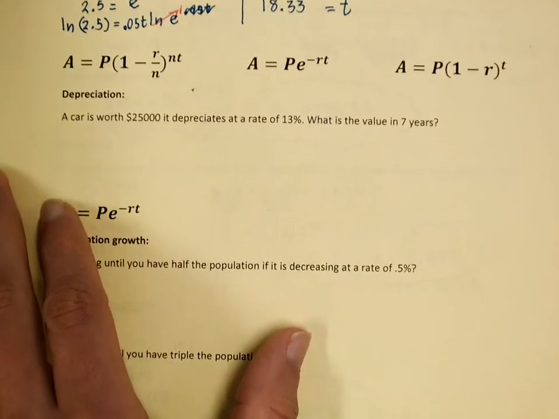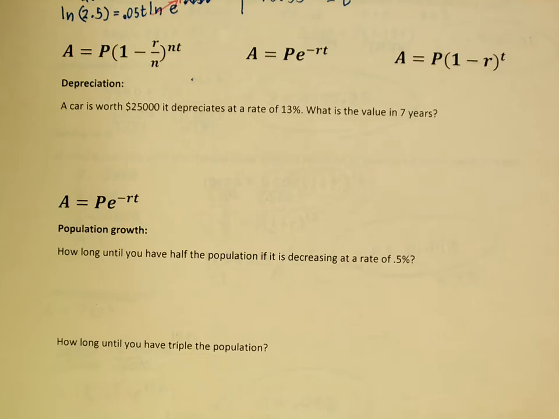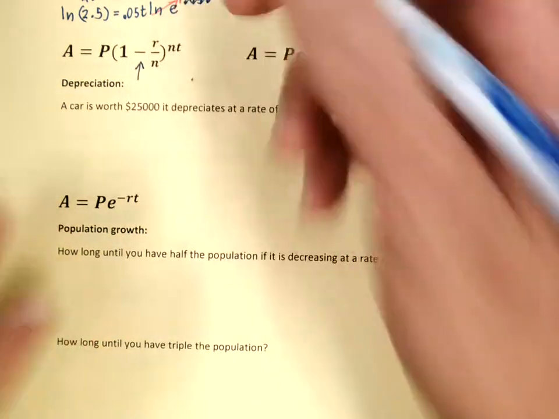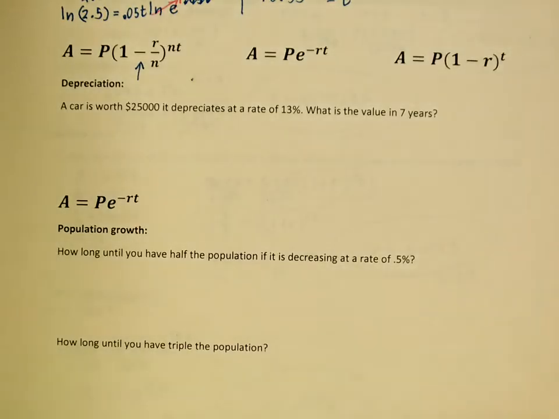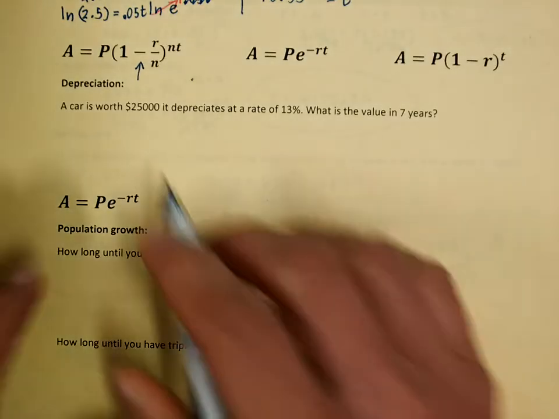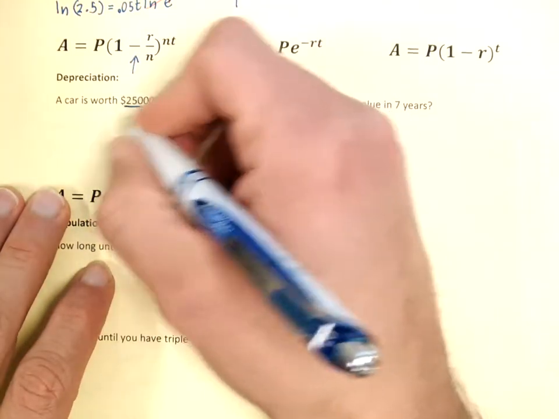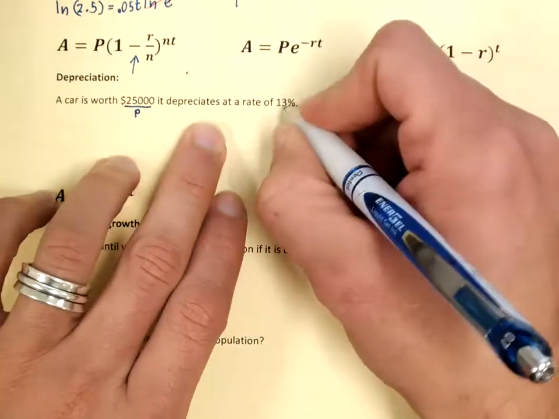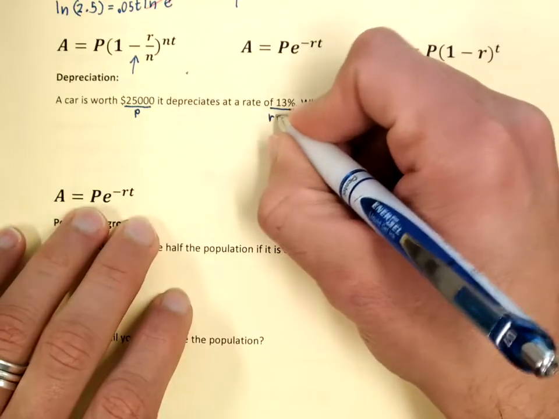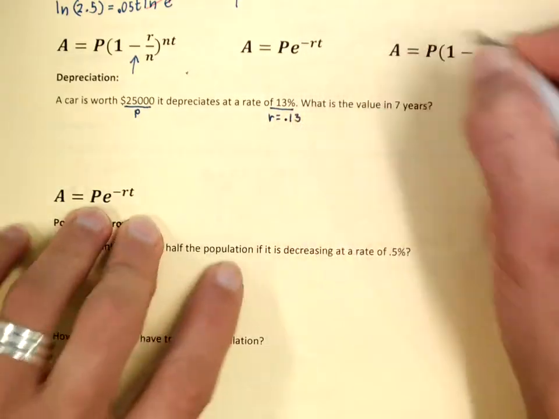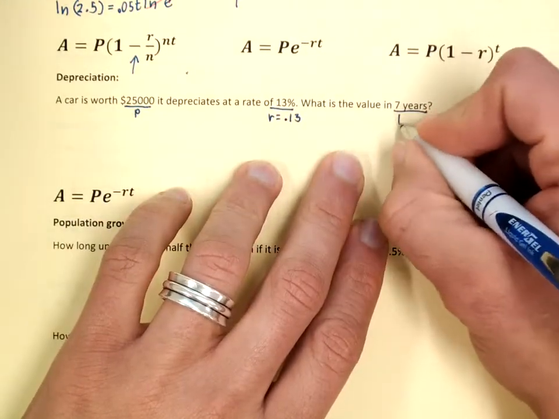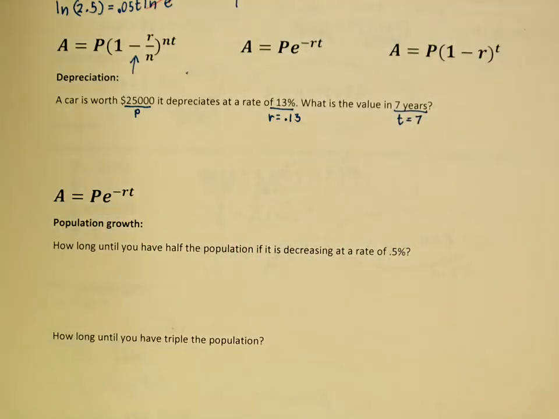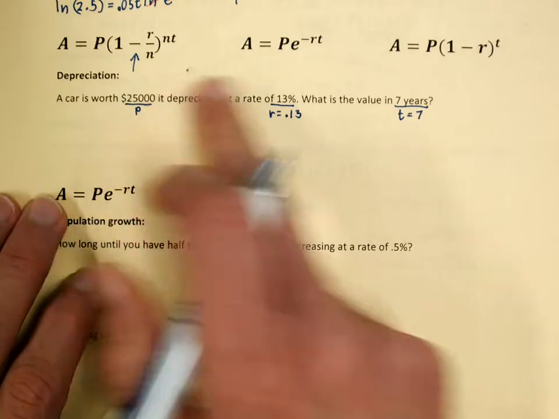All right, if you see a problem where you have depreciation, the only part that's going to change is this. You're going to have a minus there. So for example, in this one, I'm going to go straight into this formula. The car is worth $25,000, so P is this. It depreciates at a rate of 13, so R is 0.13. What is the value in 7 years? So T is 7. Notice that this one doesn't have any compounded interest or anything like that, so we're going to go straight into this formula.